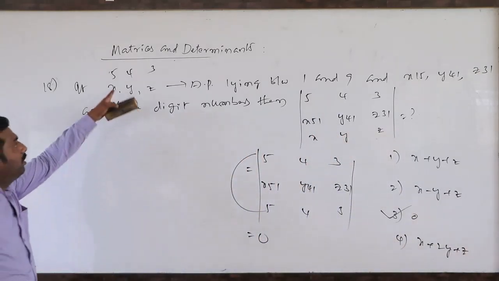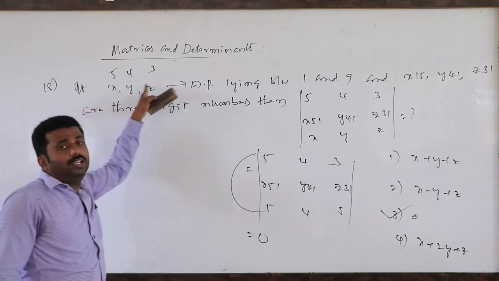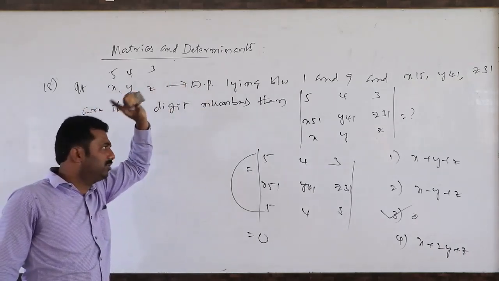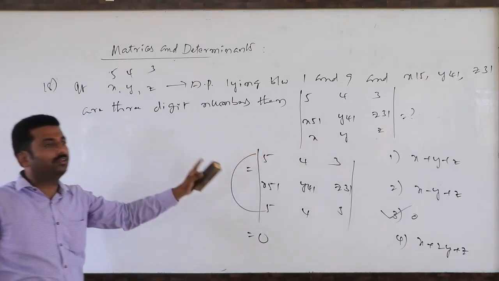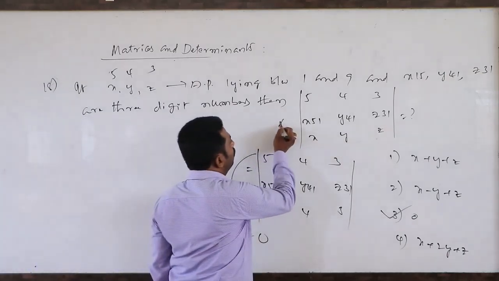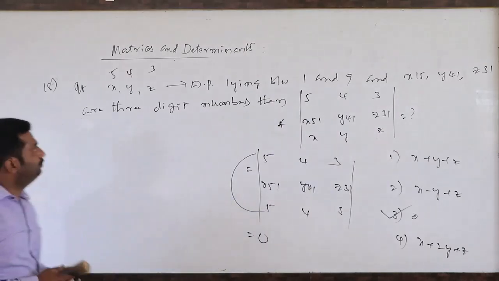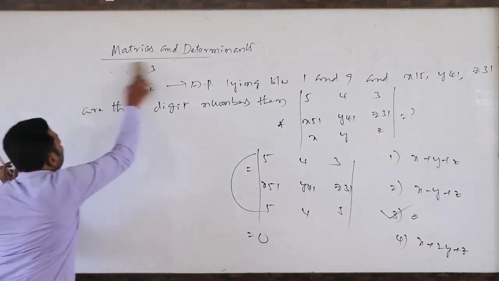So you remember, in any problem, if X, Y, Z are in AP or GP or HP, then 99% of the time the value of the determinant will be 0 only. So that point you have to remember. So like that you have to answer. Next question, number 19.